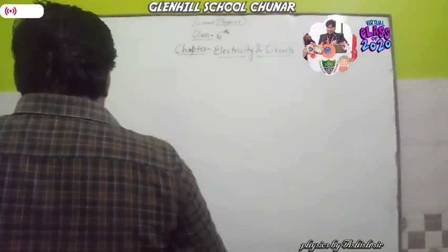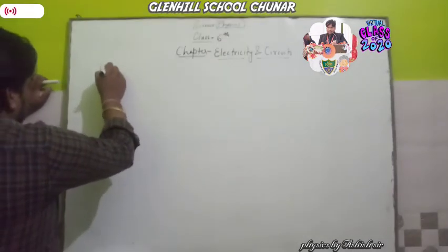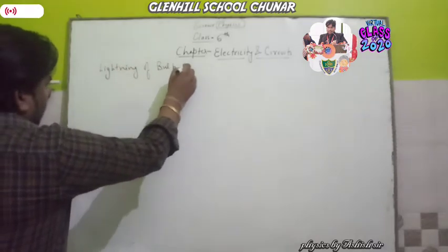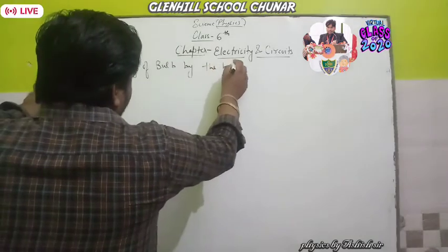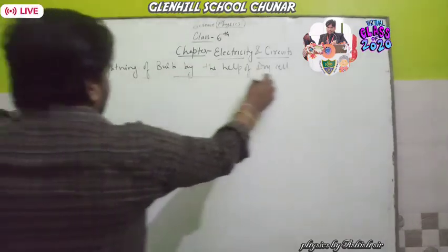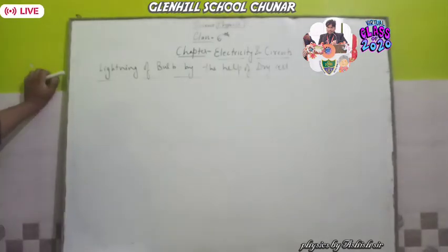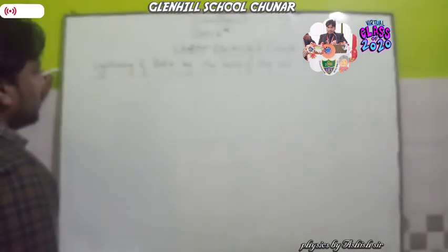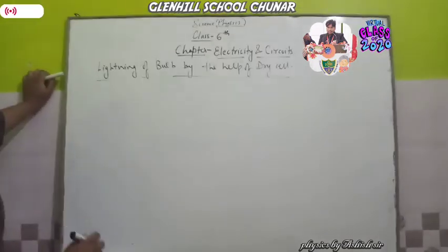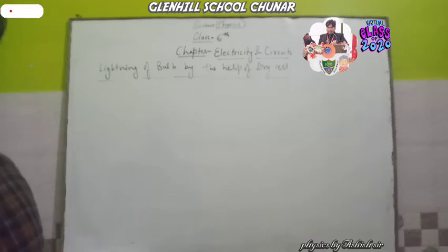Now, lighting a bulb with the help of a dry cell. You know how this lighting occurs? There is a connection of the dry cell with the bulb. But do you know how this bulb is connected? What is the correct manner of connecting the bulb with the help of dry cells?